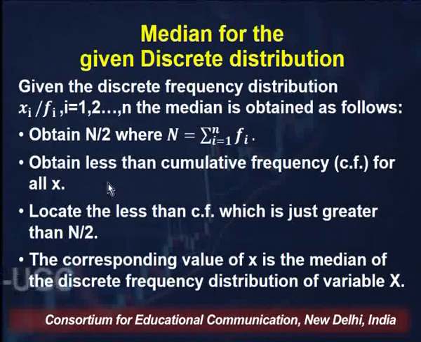Then we will obtain the less than cumulative frequency for all x. Then we locate the less than cumulative frequency which is just greater than capital N by 2. So mind you, I am looking at the discrete frequency distribution, I am not looking at the class interval type of distribution. I am looking at x1, f1, x2, f2. That is the distribution that is given to me. Then I will locate the less than cumulative frequency which is just greater than N by 2. So for the values that I have computed in the second step, I will look at which cumulative frequency is just greater than capital N by 2. The corresponding value of x is the median of the discrete frequency distribution of variable x.